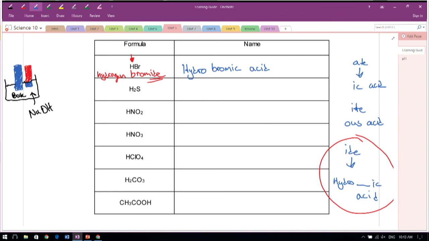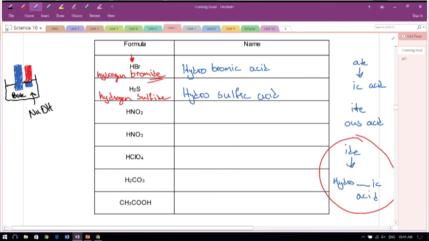All right, so the next one is just a metal and nonmetal. Again, this would be the same as the one, hydrogen sulfide. I would name it the exact same way. Hydrosulfuric acid.